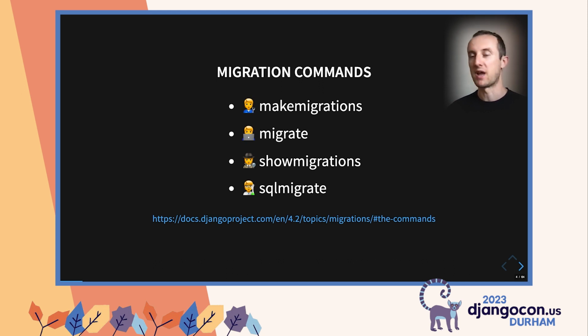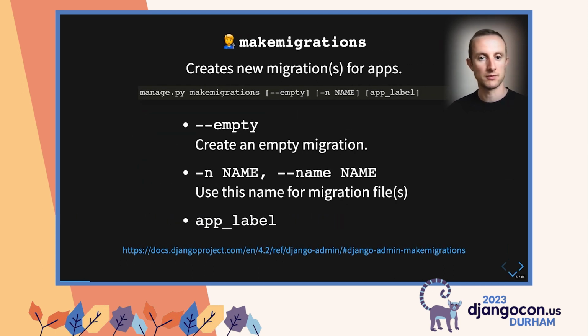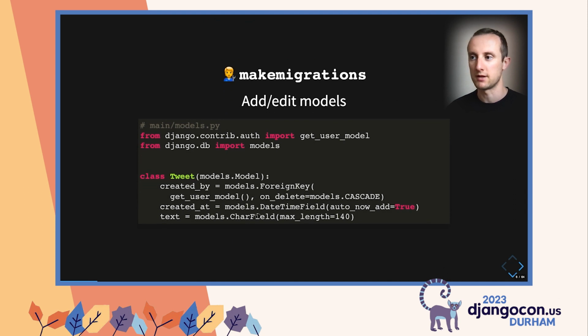So for example, makemigrations creates new migrations for your apps. Its syntax can contain --empty in order to create an empty migration, and also you can customize the migration name for the file created, and you can use this command just for a specific application if you want to pass the parameter. So for example, if you want to create a model called Tweet with these fields, then you can save it in your models, in your main application.